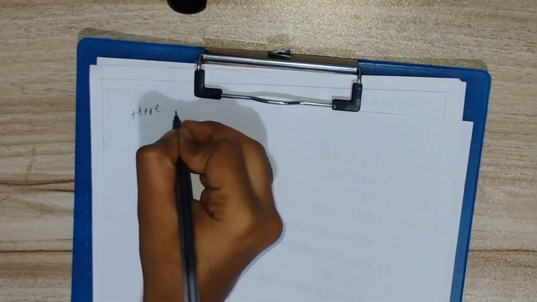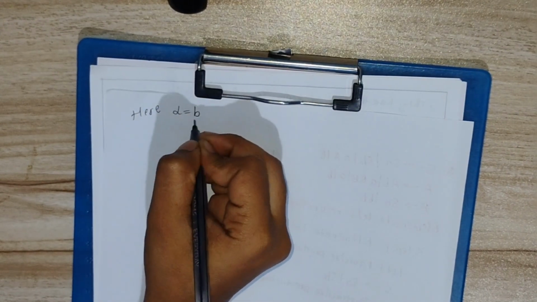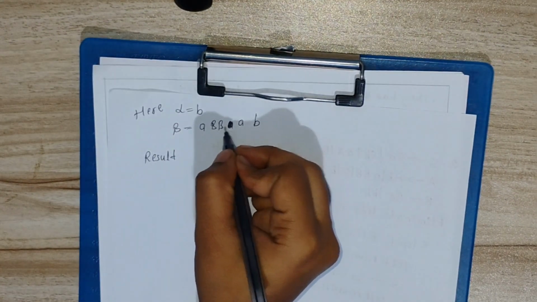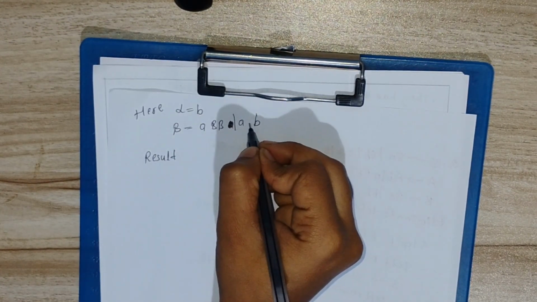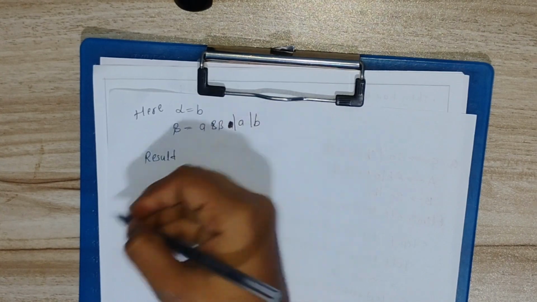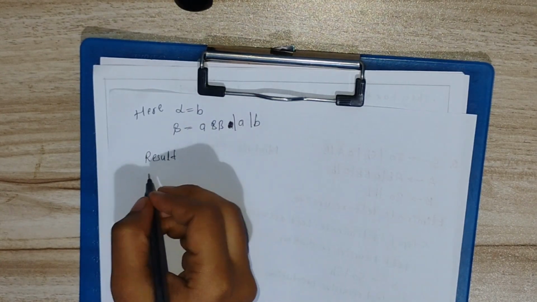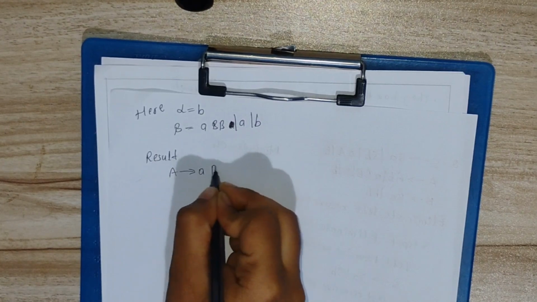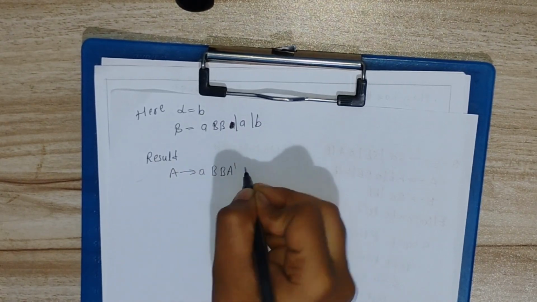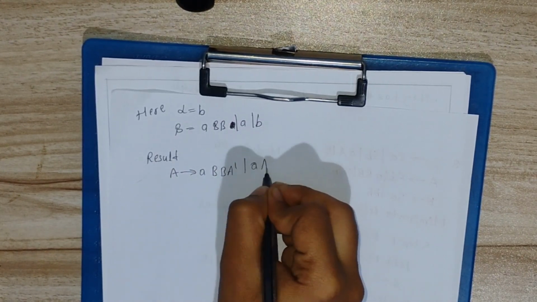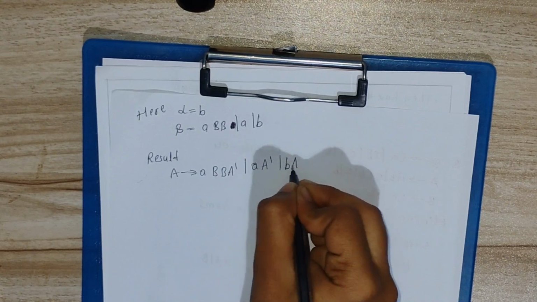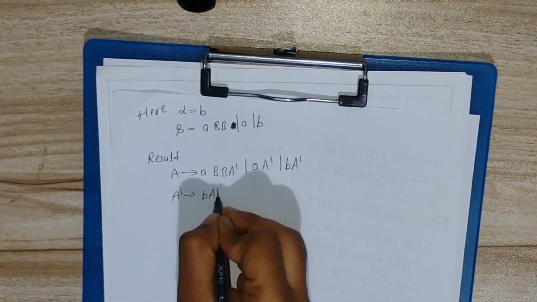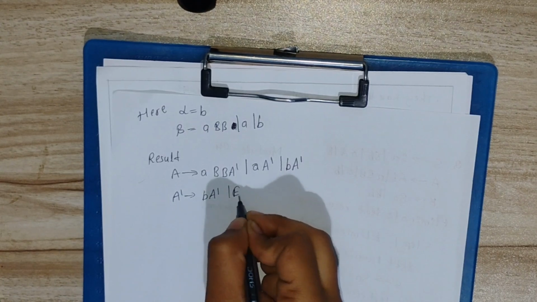Here alpha is equal to B, beta is equal to aBB slash A slash B. So the result is A implies aBB A dash slash A dash slash B A dash, A dash implies B A dash slash epsilon.